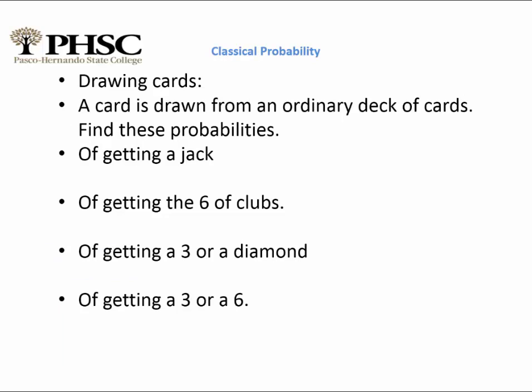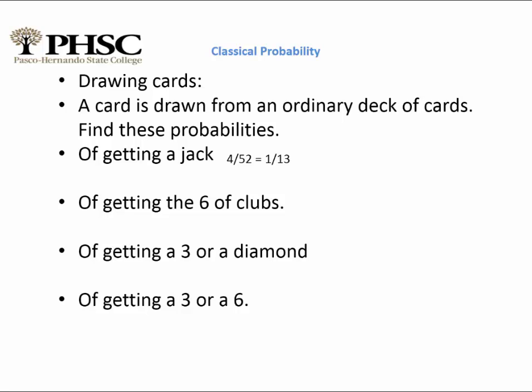So let's look at some examples. We're going to draw a card. A card is drawn from an ordinary deck of cards. Find the probability of getting a jack, of getting the 6 of clubs, of getting a 3 or a diamond, or getting a 3 or a 6. There are 4 jacks, so 4 out of 52, and it reduces to 1 over 13. So the probability of getting a jack is 1 out of 13.